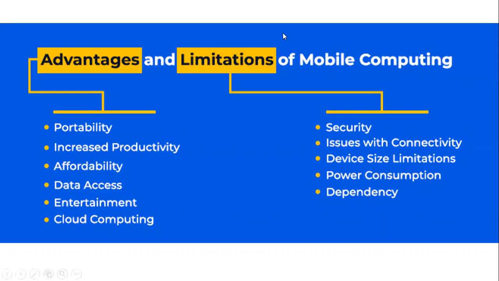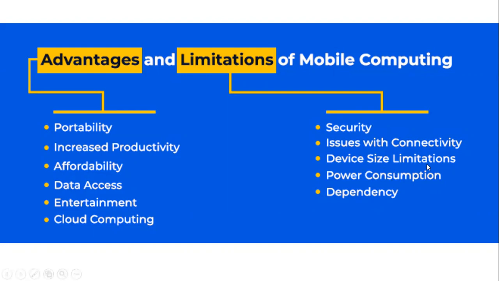And children, the limitations are security. Because these are mobile devices, very easily they can be lost. Again, very easily some other people can access your mobile devices, or someone else can steal one. It can be lost. The security issue is there. Then issues with connectivity. As I told you earlier, if we don't have a good internet connection, our efficiency will drop down.